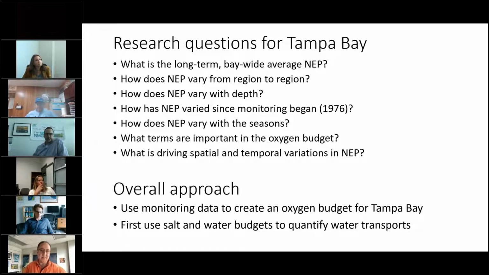It hasn't been determined, and we have some very specific research questions we'd like to ask as part of our study. What's the long-term, Bay-wide average? NEP can be determined locally, so how does it vary from region to region, say from Old Tampa Bay to Hillsborough Bay? How does it vary with depth? How has it varied since monitoring began in 1976? We've got this incredible record. Can we see how NEP has changed? How does it vary seasonally?